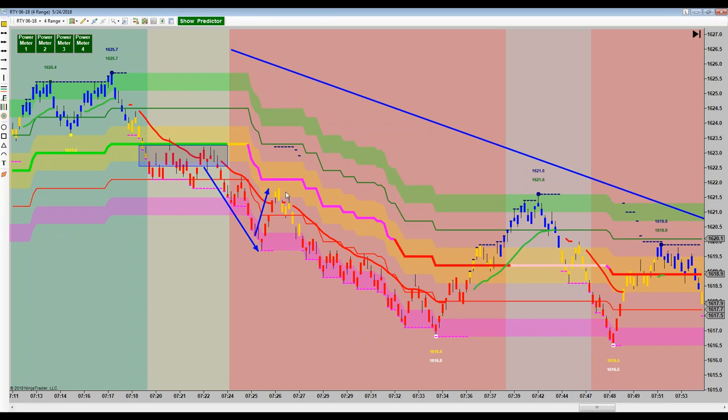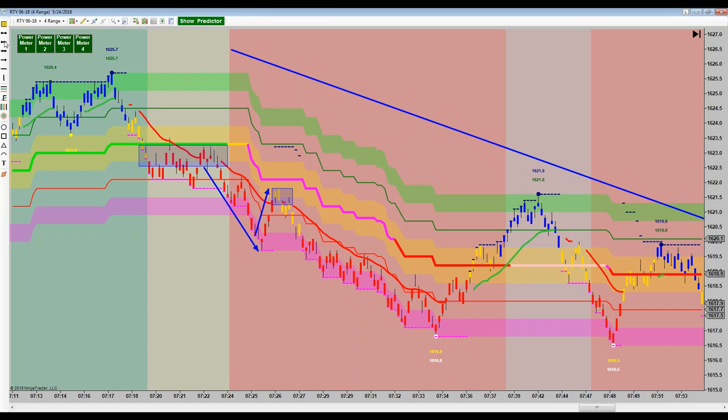Time's up. Yes. What criteria did this satisfy to take the short? Remember, what is the criteria that should be ingrained in our trading brains? We have to pierce line 2. The thin line here is called line 2. On the long side, it's line 6, which is this thin green line.